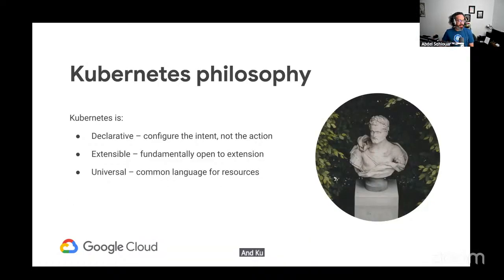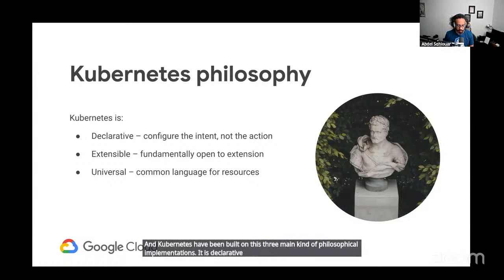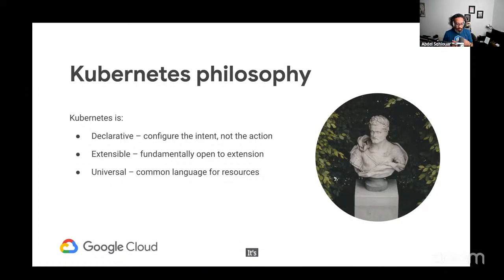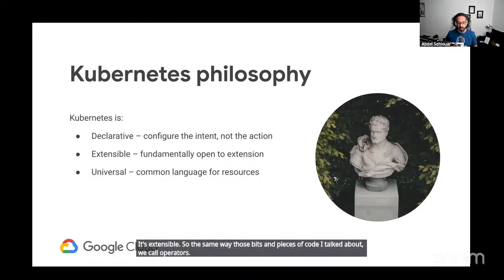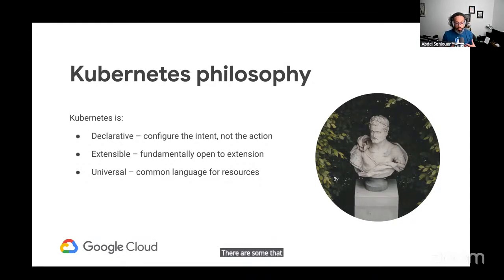Kubernetes has been built on three main philosophical implementations. It is declarative, so you express intent, not action. You don't write a script, you write configuration, and that configuration is considered an intent. You are intending to deploy something. It's extensible. The same way those bits and pieces of code I talked about, we call operators, there are some that ship out of the box, but you can also build your own operator and run it in the cluster.